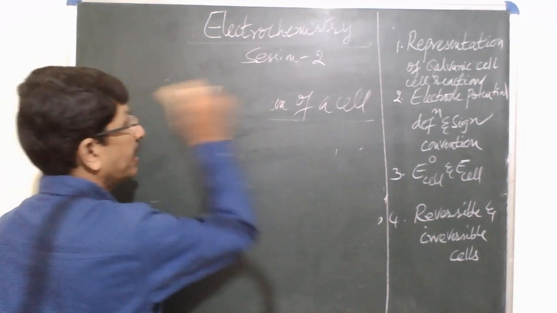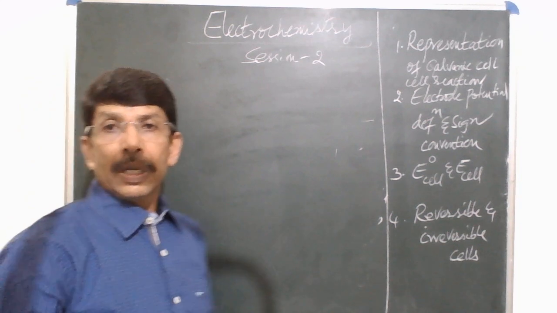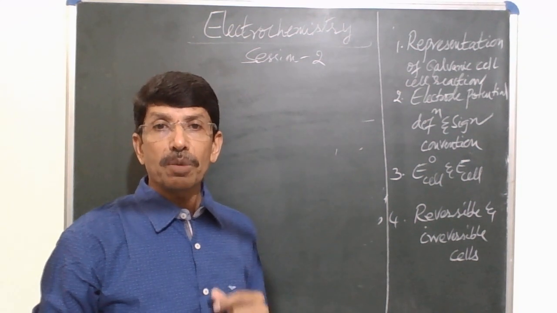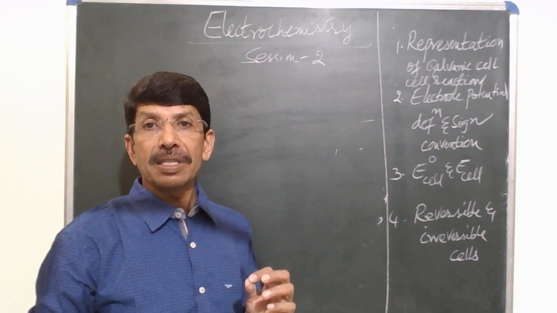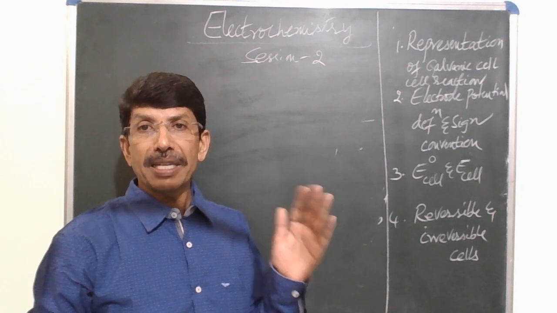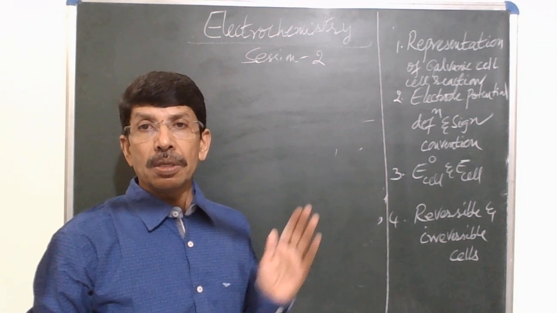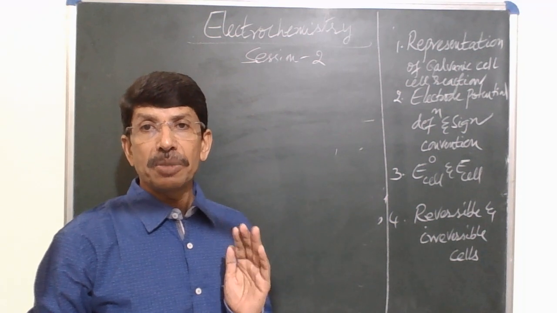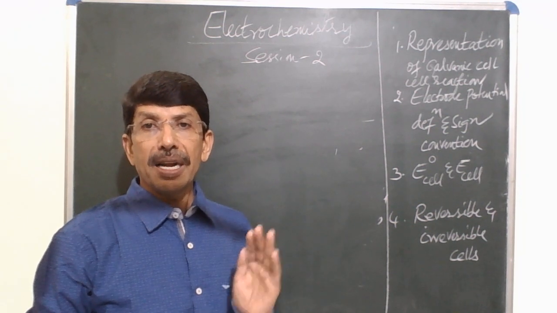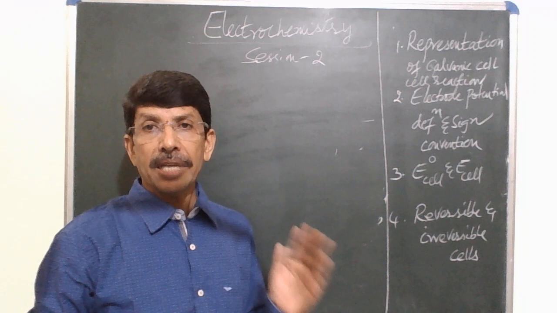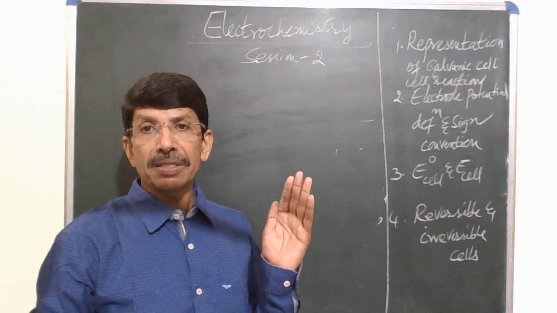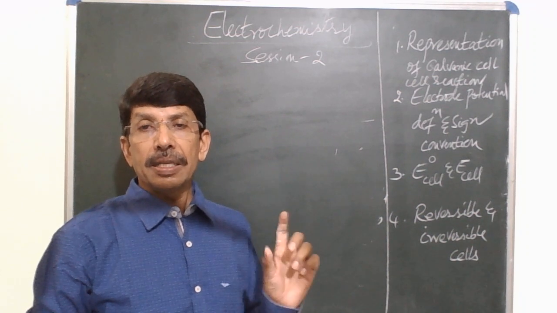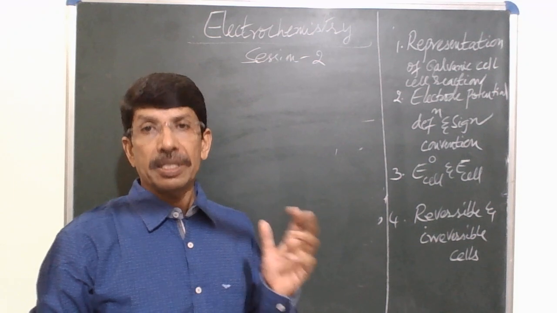So while representing a galvanic cell, the anode is written first, followed by the cathode. Anode is represented as metal followed by metal ion, and cathode is written as metal ion followed by metal. The interface between the electrode and electrolyte is shown by a single vertical line, and the salt bridge is represented by two vertical lines.